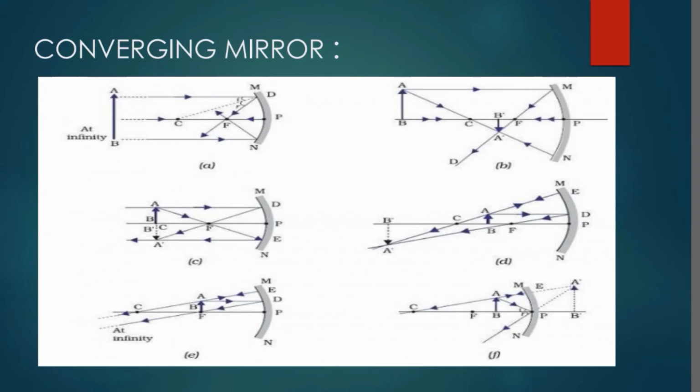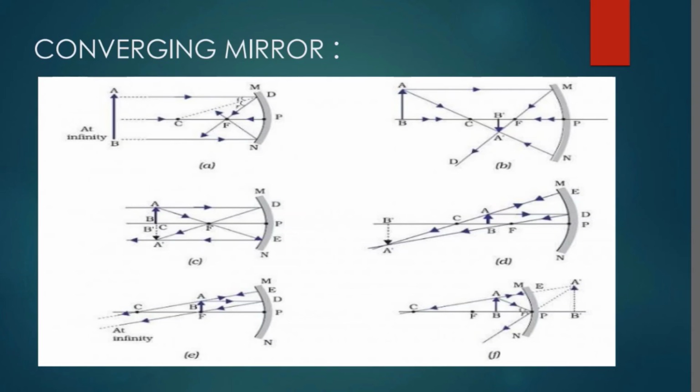And as we know, many of the rays are falling, and one of the rays must fall on the center of curvature. Then if you place the object at infinite distance, the image will be formed at the focus point. Let's go to B. If you place an object behind C, then the rays must fall on the surface of the mirror and the image must be formed in between the center of curvature and focus.